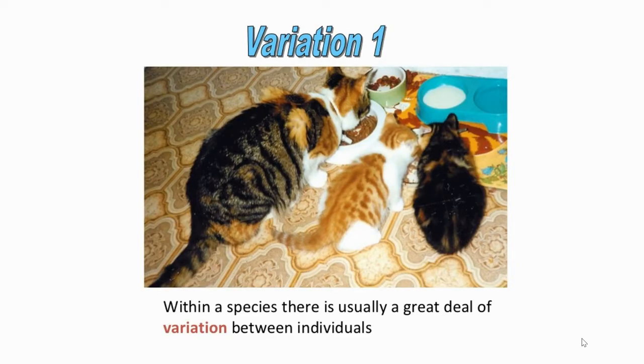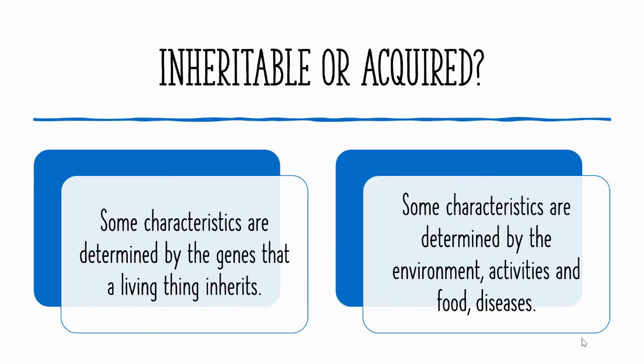Within a species, there is usually a great deal of variation between individuals, as shown by these cats and her kittens. So are these variations inheritable or acquired from the environment? Inheritable means the characteristics that are determined by the genes or the DNA, and the things that a living thing inherits. Whereas some characteristics are determined by the environment and by the activities, food, and diseases that the individual comes in contact with.